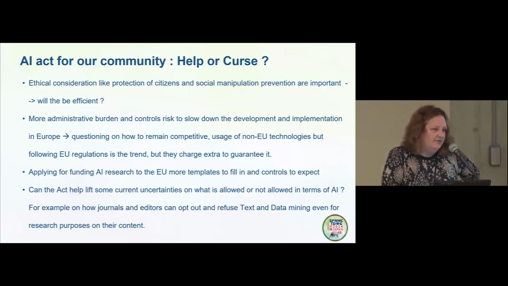For example, if you want to do text mining on journals, there is now a clause in Europe that they can opt out if they want. And it's totally unclear if we can still do text mining and data mining, even for scientific purposes, on journals, where on one hand there is a directive that says we can, but there is also a clause that says that any editor or journal can opt out and say, no, you are not allowed to use our text, even for research. And in the discussion with the AI Act implementation, we're trying to solve this issue and bring clarity so that we know what we can do and what we cannot do.